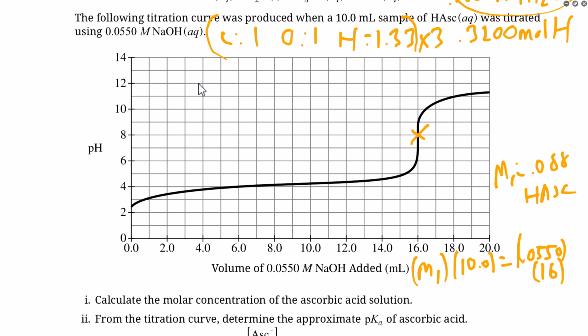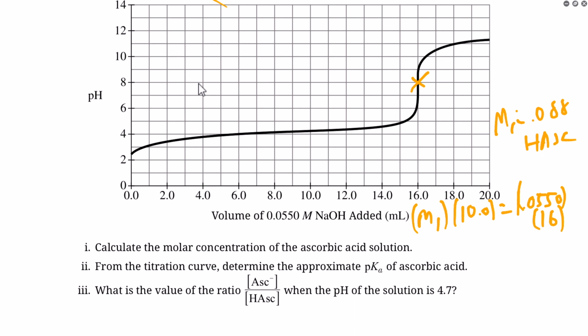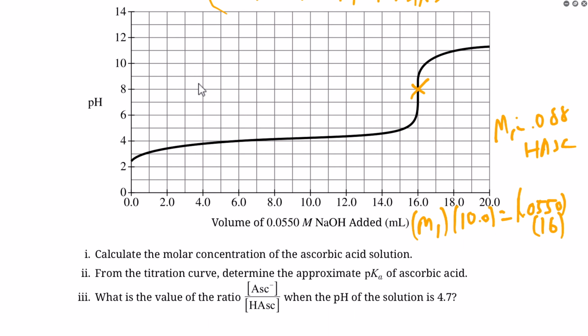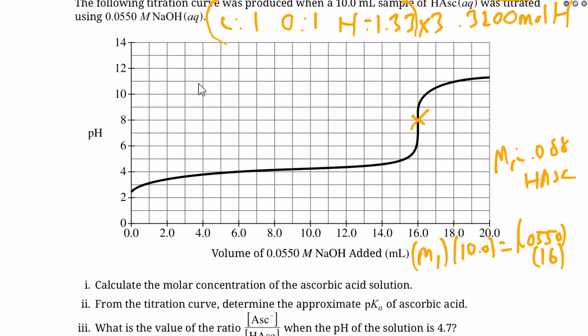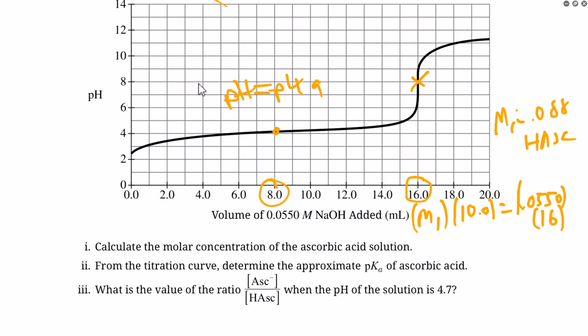All right, let's see what we got next. It says next to determine the pKa of ascorbic acid. In order to solve for the pKa of the ascorbic acid, remember that pH equals pKa at the half equivalence point. The equivalence point is at 16, so the half equivalence point's at 8. So right here, this is where your pH equals your pKa. And it looks to be about 4.1 for the pKa value.